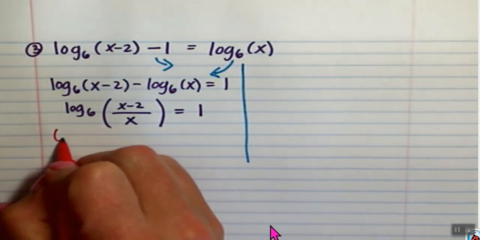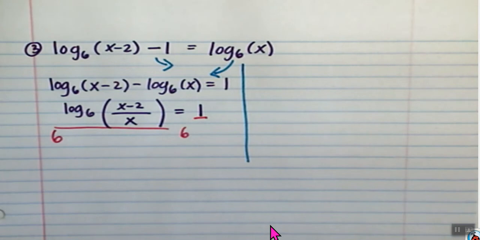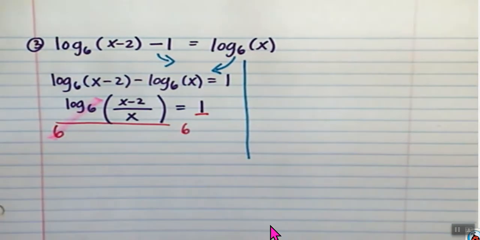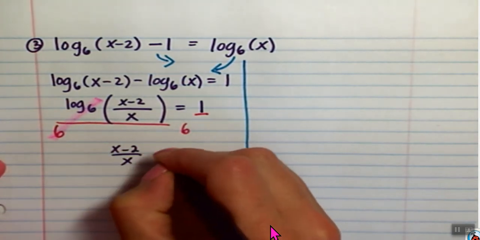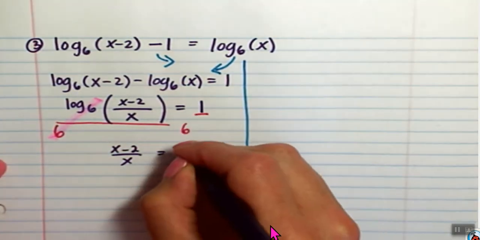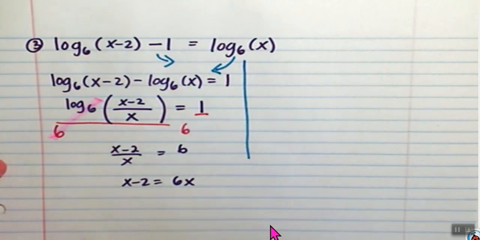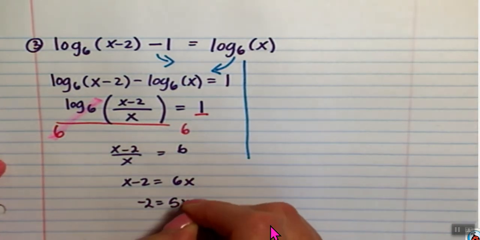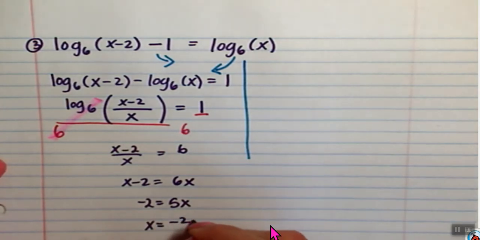Exponentiate. Now that I'm getting good at my exponentiating, I'm underlining the exponent. This side simplifies. And we're left with x minus 2 over x. 6 to the first is 6. Do a little cross multiply here and a little solving. And x equals negative 2 over 5.